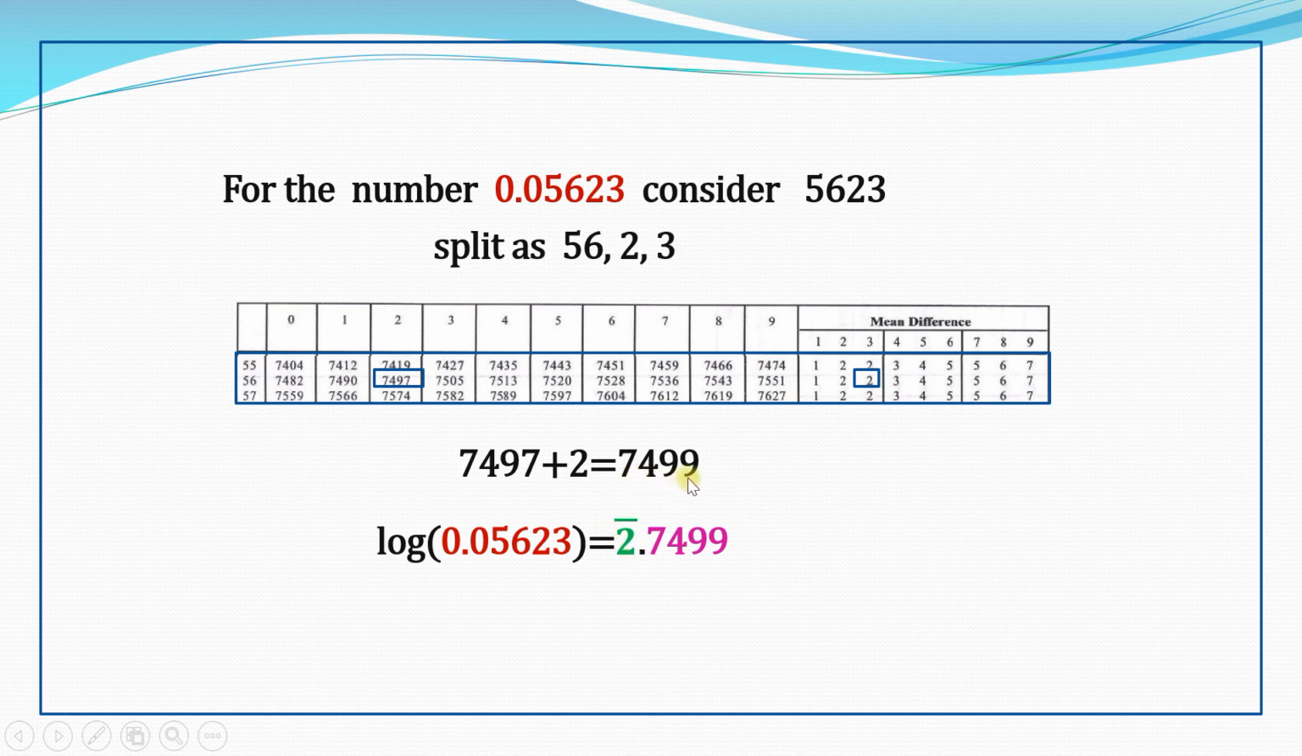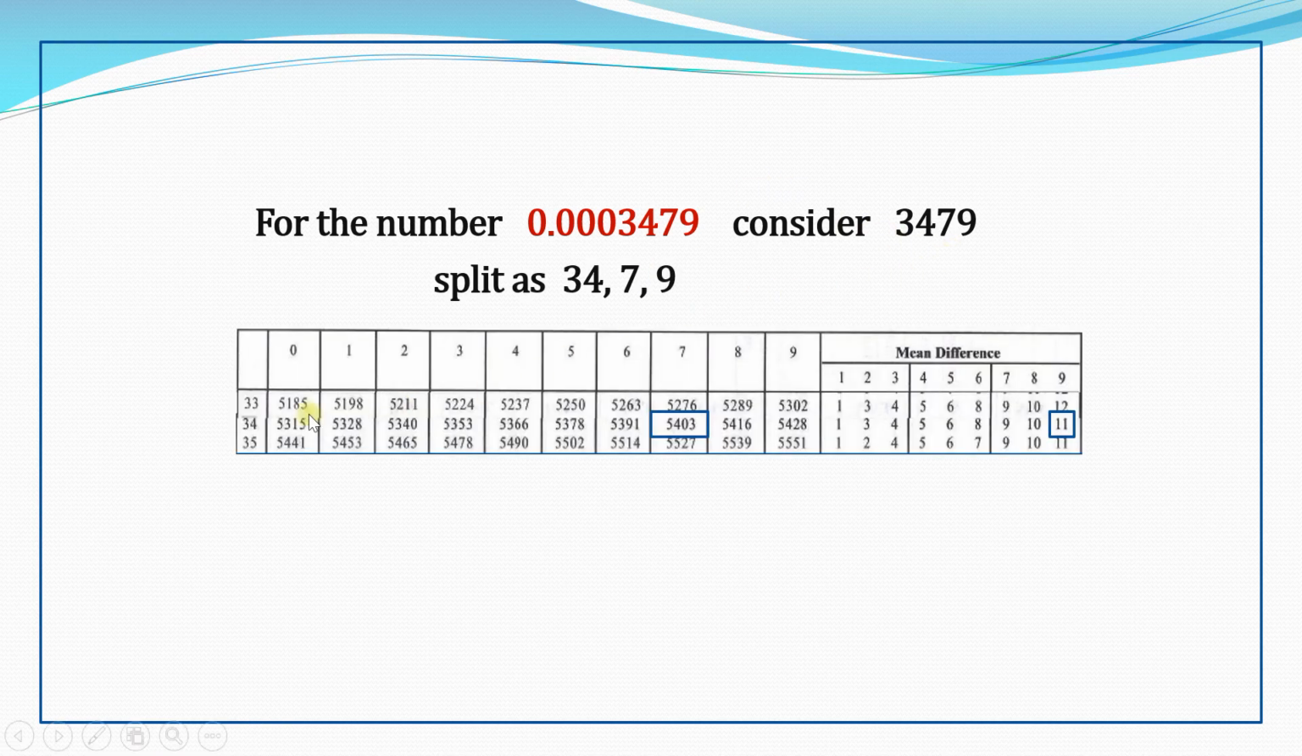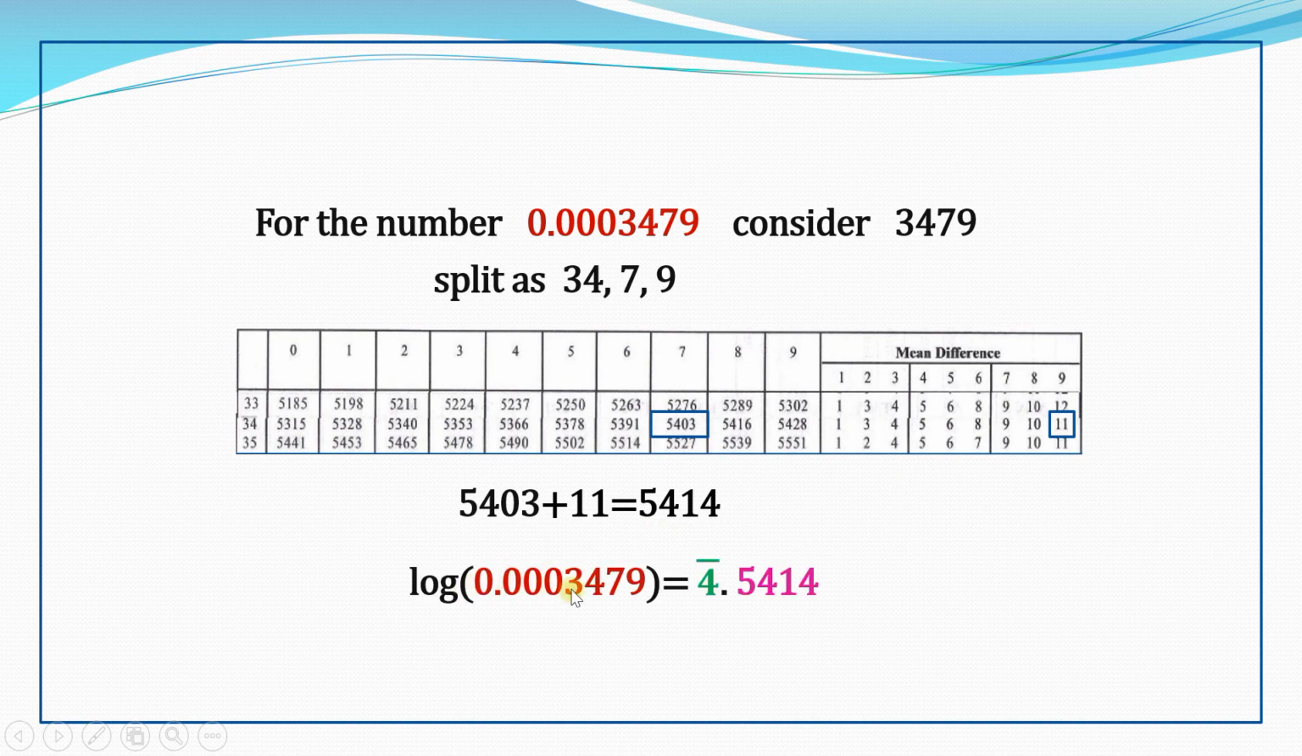the mantissa is 7499. In this number, the first 4 significant digits will be 3479, and split into 3 parts. And in the log table, look for the 34th row under the column headed by 7, which is 5403, and in the mean difference column 9 you have 11, so 5403 plus 11 is equal to 5414. And now the logarithm of this number, you know this number is greater than 0 and less than 1. You have 3 zeros after the decimal and before the first significant digit, add 1 to it and take the negative sign. So minus 4 you are going to write as bar 4, and the mantissa part is 5414.